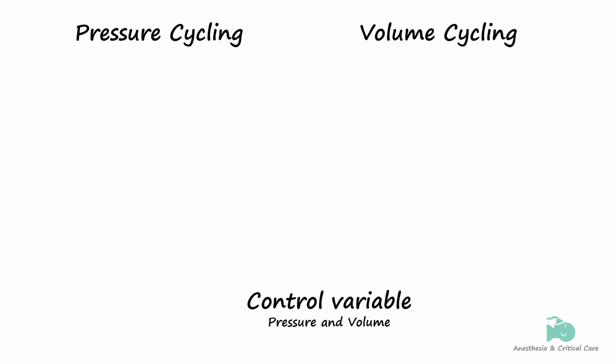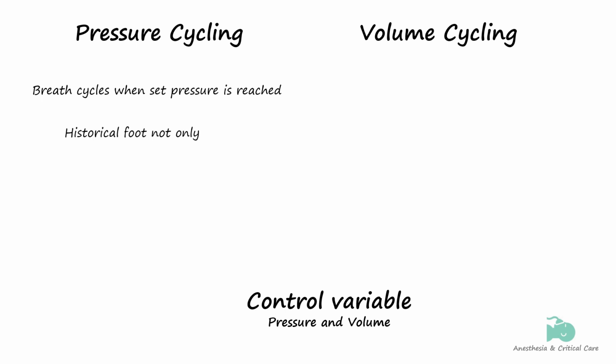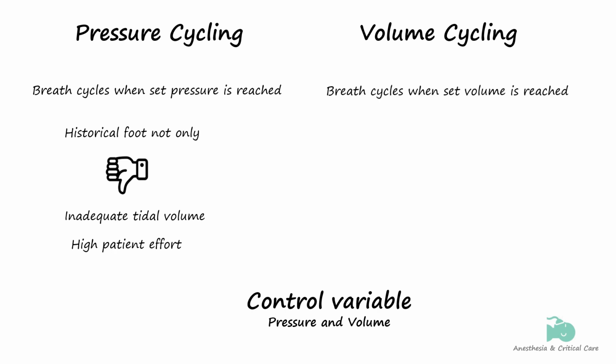Just like flow cycling, during pressure-cycled ventilation, inspiration ends when a certain user-prescribed pressure value is achieved. Pressure cycling is a feature of historical ventilator models and has become largely obsolete in the modern era of microprocessor-controlled solenoid valves. It was famous in the past because it required nothing more than a spring-loaded diaphragm valve to act as the pressure cycling mechanism. It did have drawbacks, like inadequate tidal volume if the pressure threshold was set low, and it required higher patient effort to cycle the breath.